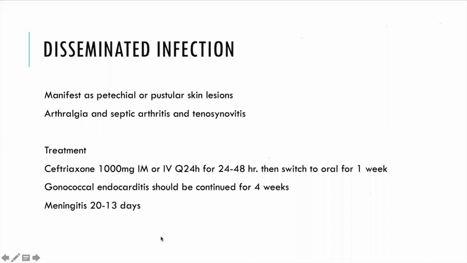A disseminated infection usually manifests as petechial or pustular skin lesions, arthralgia and septic arthritis or tenosynovitis. The treatment for disseminated infection is ceftriaxone 1 gram IM or IV every 24 hours for 24 to 48 hours, then switch to oral for 1 week.